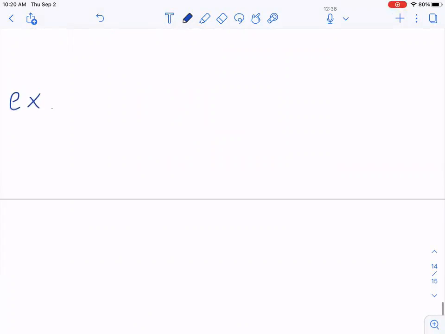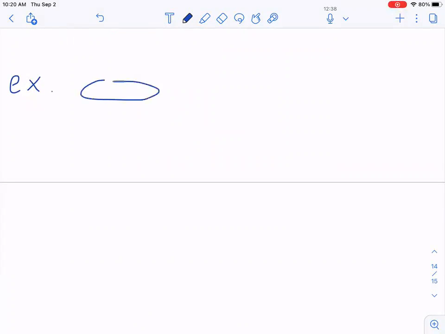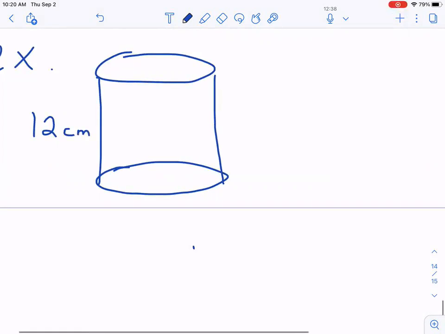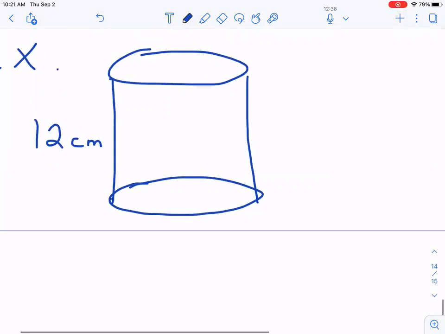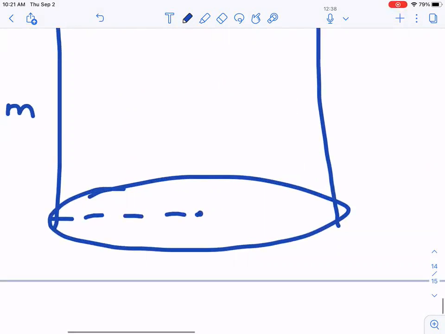What I do is I make a little oval up top. And then you can even copy and paste that if you want to, but we want an oval the same size right below it. And then just attach the sides. So there is our cylinder. And let's give it a height of 12, we'll call them centimeters. And let's give it a radius. Remember, a radius just goes to the middle of it. And we'll call that 3 centimeters.